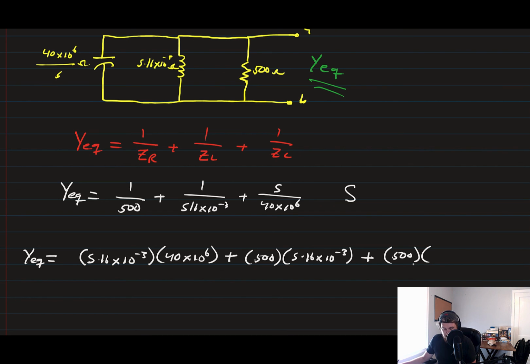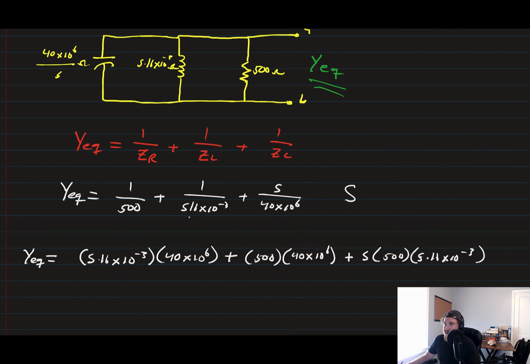I messed that one all up. Let's see. I got ahead of myself. The middle one should be S times 40 times 10 to the 6 plus S times, now this one is 500 times S times 16 times 10 to the negative 3. So make sure I got that right.